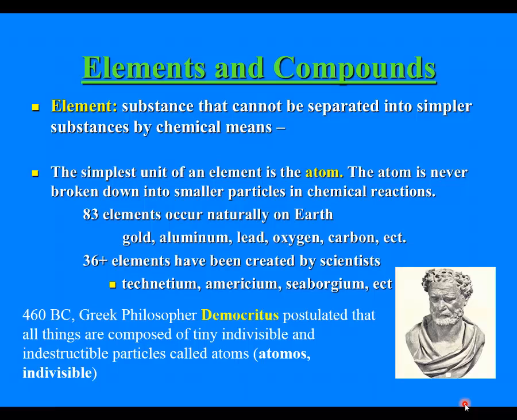of techniques. Americium, some isotopes of americium are used in different smoke detectors in order to determine when you have particulate smoke particles present. So there's some type that have americium present. Other elements created by scientists like seaborgium, and like I said, there's over 36 different elements produced by scientists in laboratories. A lot of times these elements can be quite unstable.